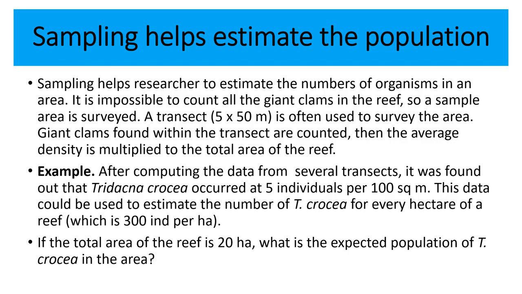For example, after computing the data from several transects, it was found out that Tridacna crocea occurred at 5 individuals for every 100 square meters. So this data could be used to estimate the number of Tridacna crocea for every hectare of the reef, which is 300 individuals per hectare. So if the total area of the reef is 20 hectares, what is the expected population of Tridacna crocea in the area if there are 5 individuals for every 100 square meters? Maybe you could try to compute that.